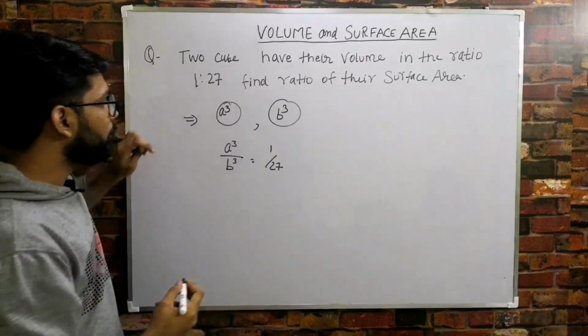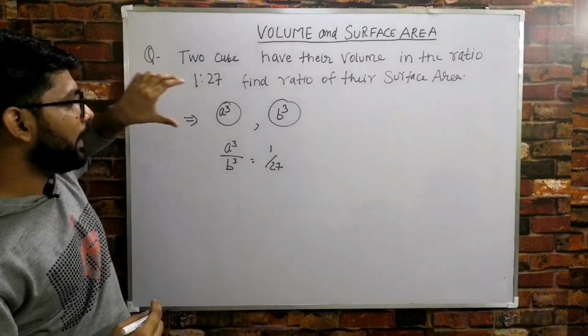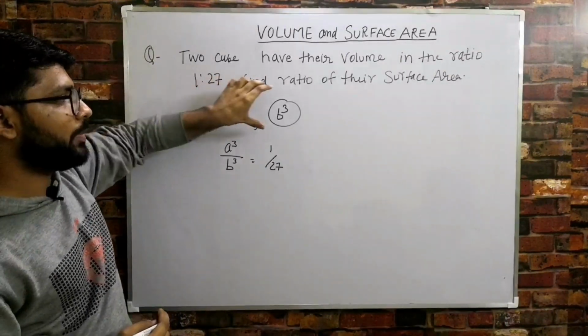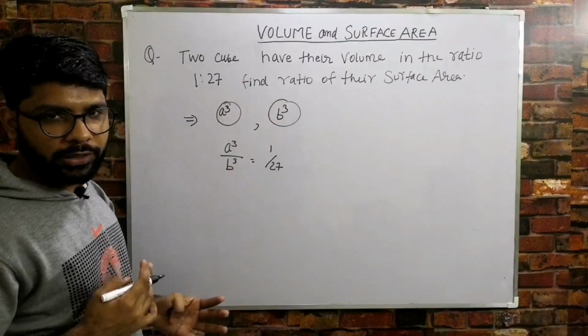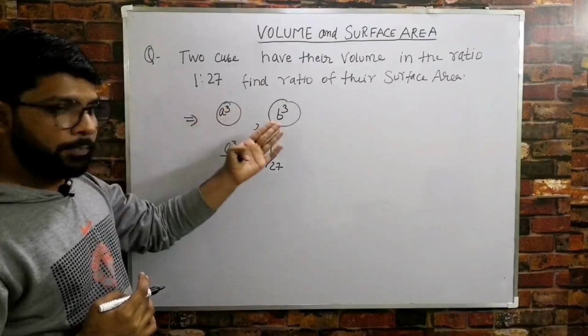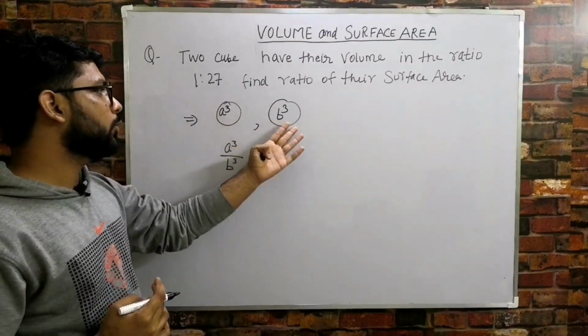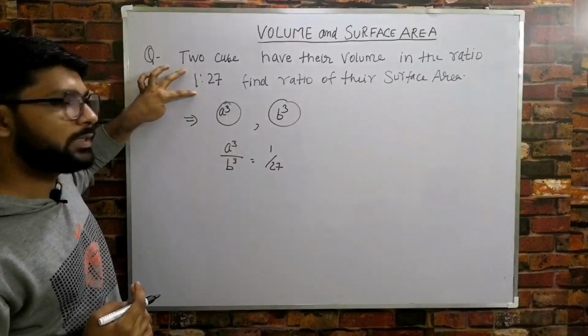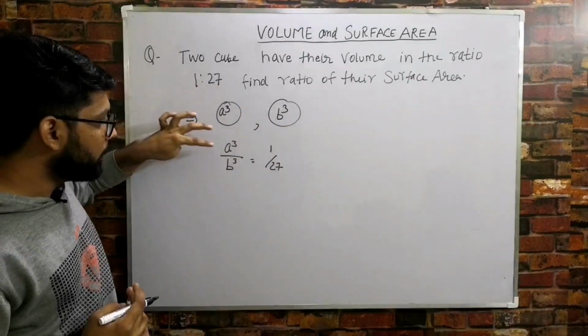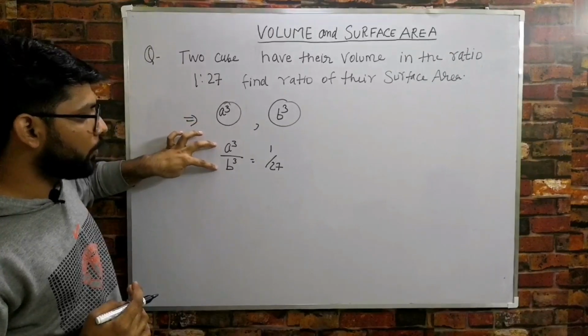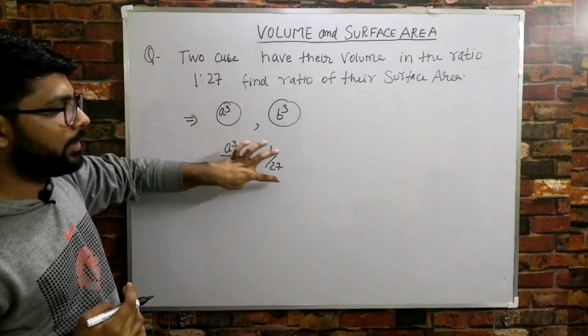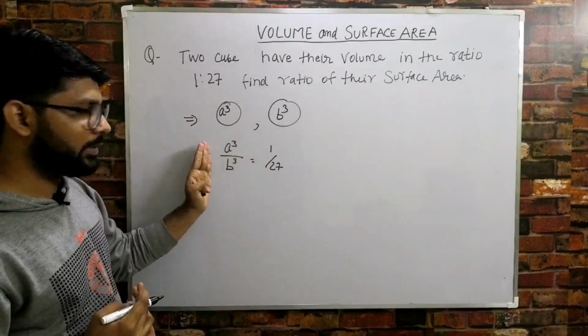Samajh aaya sabko? Because there are two cubes given, humne ek ki dimension ko a assume kiya, dusre ki dimension ko humne b assume kiya, and we know the volume of the cube is equal to a cube and b cube. Alag alag volume humne likh di dono ki, but we have to find out the ratio. Ratio is given to us 1:27. So we can divide a cube divided by b cube. To hamare paas ratio aa jayegi is equal to 1:27, because ratio is given and this is also ratio.